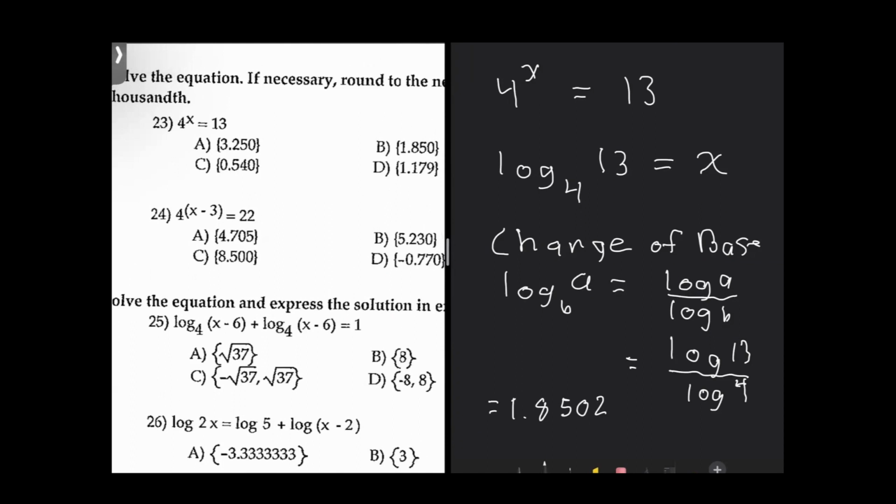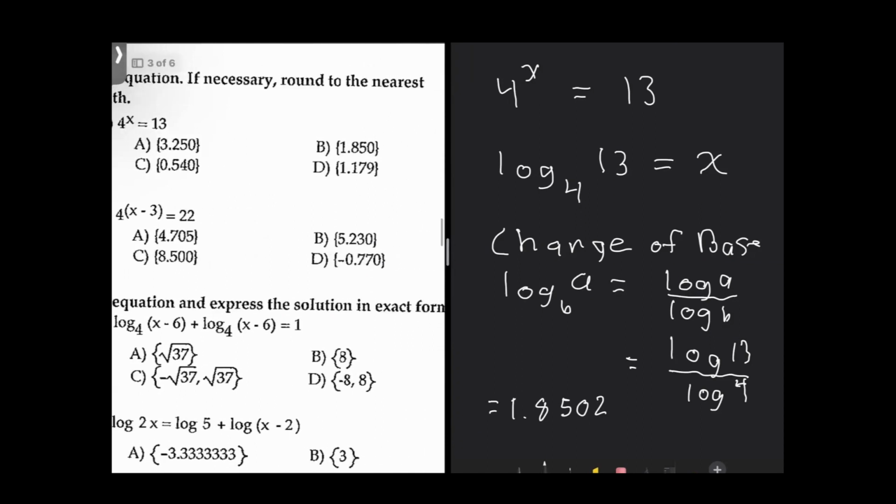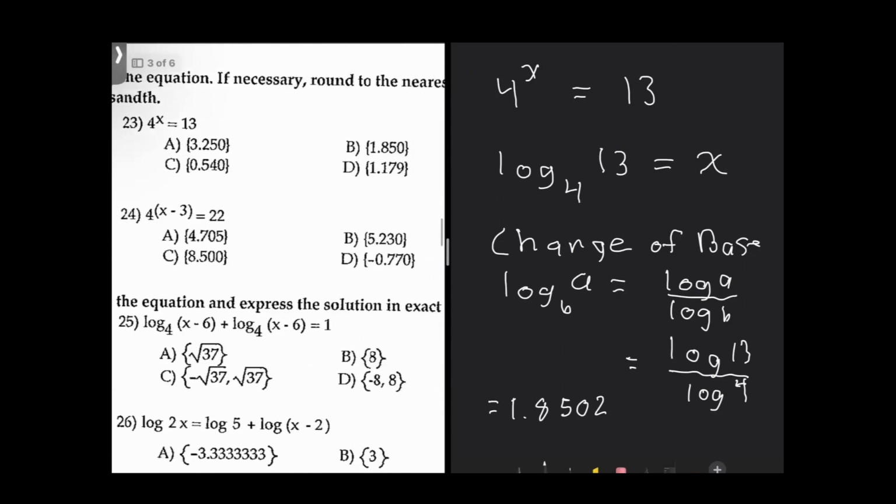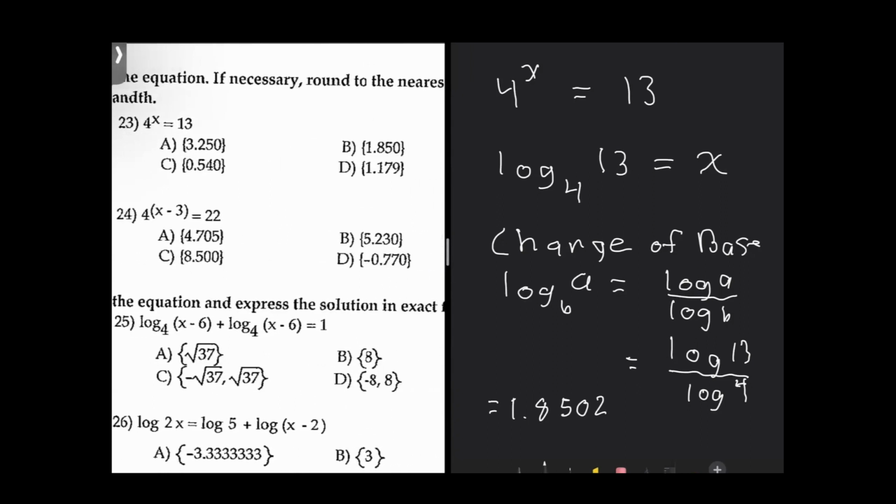Rounded to the nearest thousandths. So they want to round to the nearest thousandths. So what is the nearest thousandths? One decimal place is the tenths. This will be the hundredths, and this will be the thousandths. So just up to here is all we need.